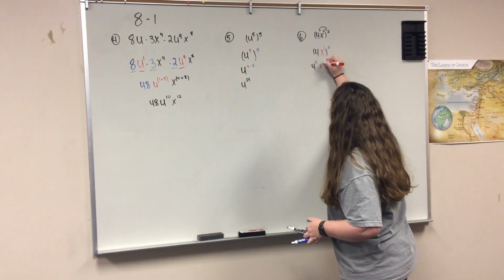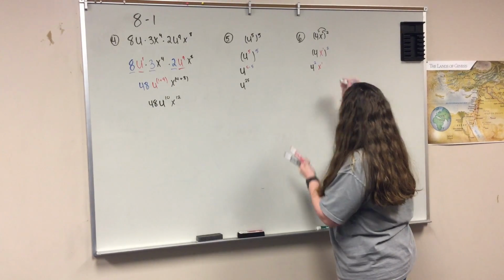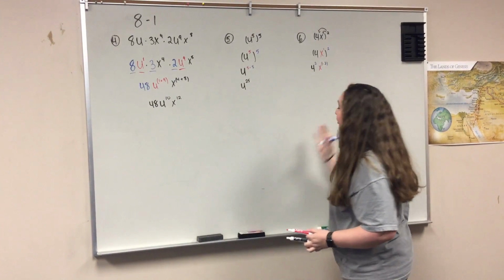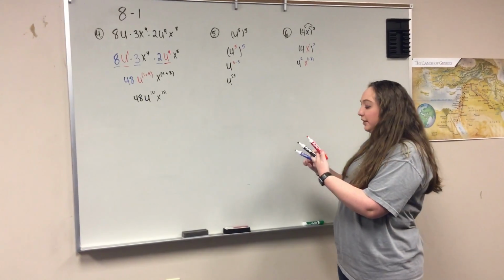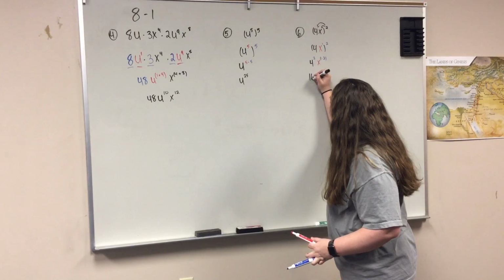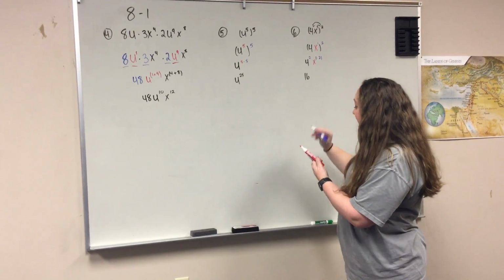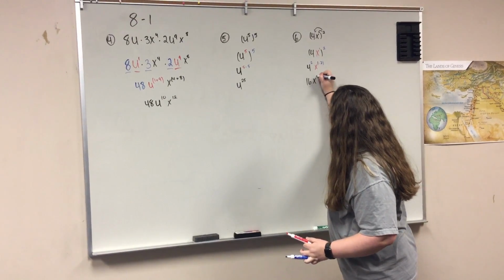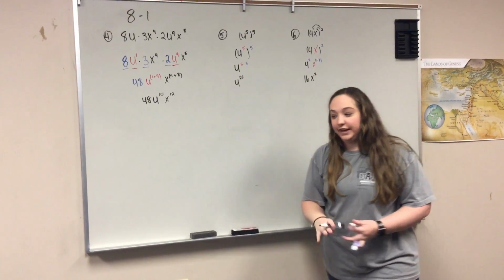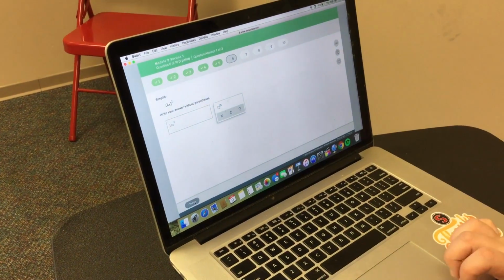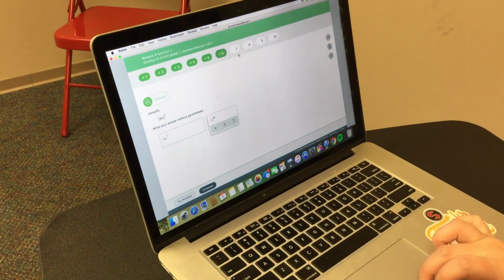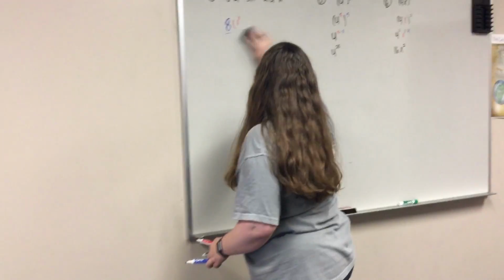So if we take this away, 1 times 2 is still just 2. So you can write it like this if that helps you, or you can just write x squared. So 4 squared gives us 16, and then we're going to leave that as x squared. So we're going to go over here. 16x squared. Okay, so we're going to move on to number 7. I'm going to erase this board.